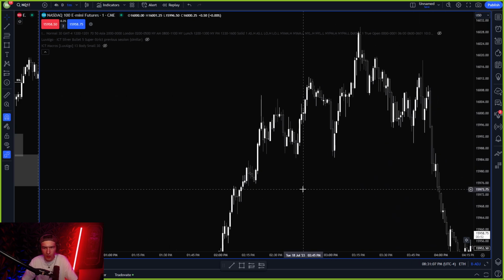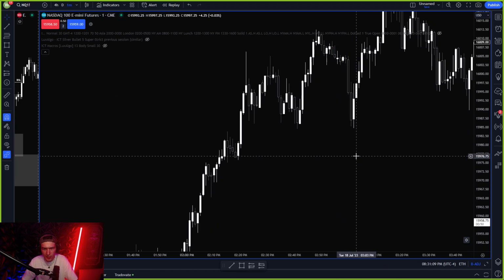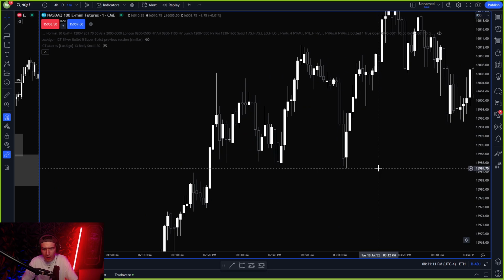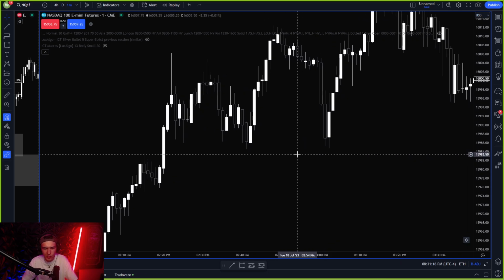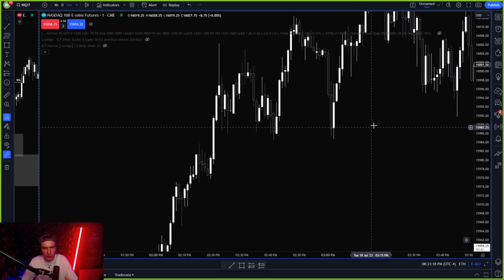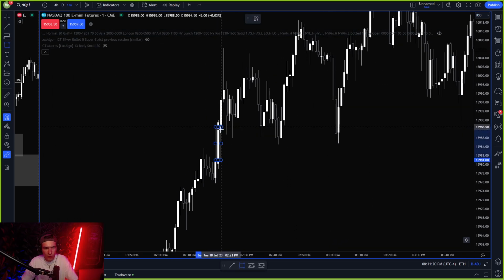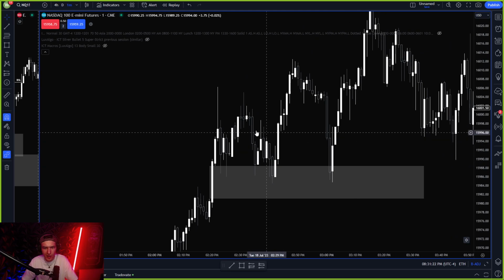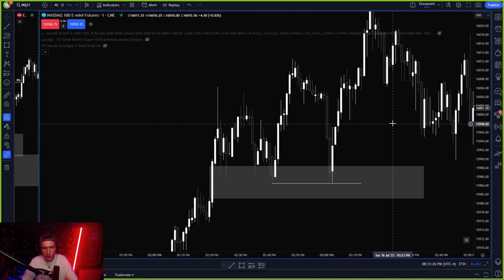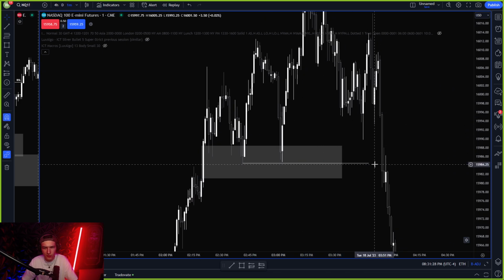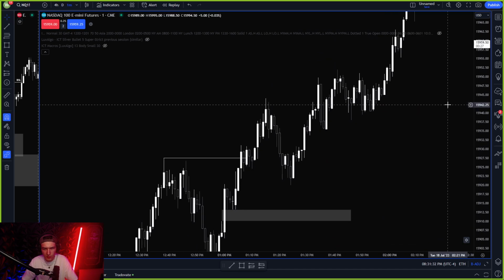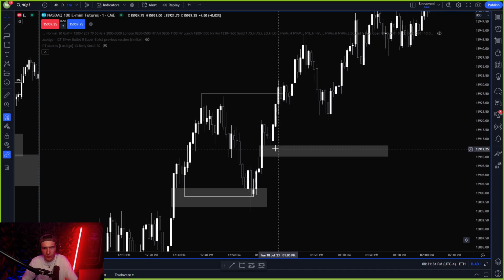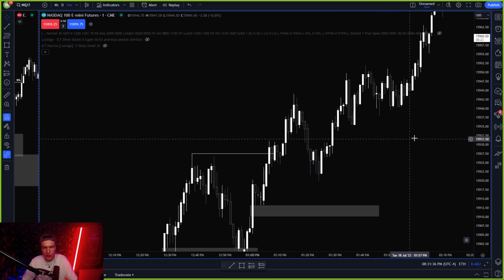Now, another setup you could have taken right here. Actually, I wouldn't take this, and the reason is because we have equal lows below us. Again, continuing to chop, building structure, building buy side. I would not take this long because we formed these relative equal lows down here, and I knew this was going to come back to get taken. Is there any other long I would have taken here? That's the main one. Could have maybe taken one right here.